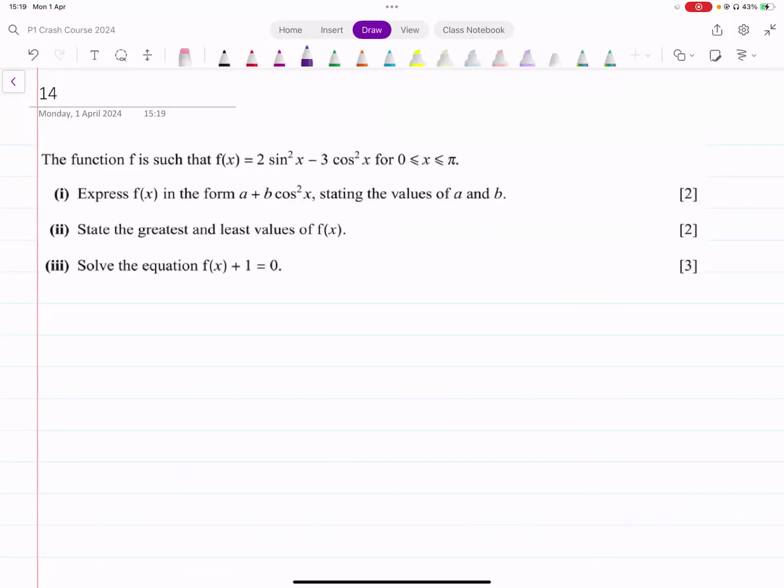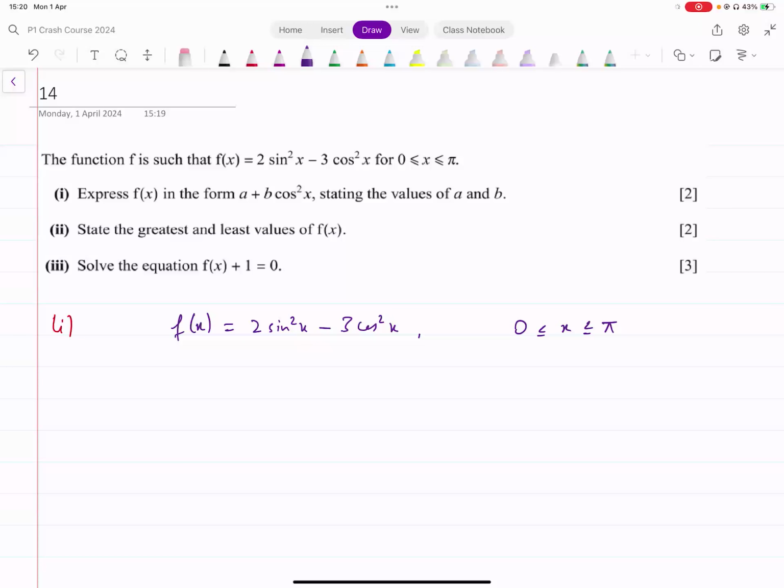Okay, question number 14 from the worksheet. It says the function f is such that f of x is 2 sine square x minus 3 cos square x for x between 0 and pi. Okay, so now we have a function that has sine squared and cos squared. Let's see how to deal with functions like these. F of x equals 2 sine square x minus 3 cos square x, and the domain is from 0 to pi.